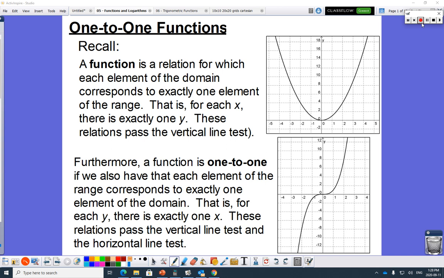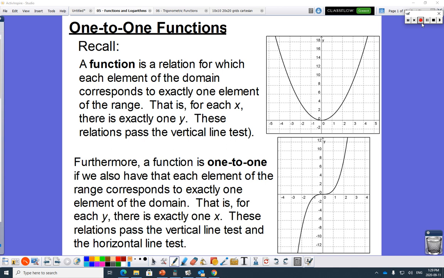Furthermore, we haven't talked about this, but a function that is one-to-one, if we have each element of the range corresponds to exactly one element of the domain. So this is the horizontal line test now. It can only be one-to-one if each x has one y and each y has one x. Why are those functions so important? They invert nicely. Doing the inverse is very, very straightforward. That's the big picture of what's going on.